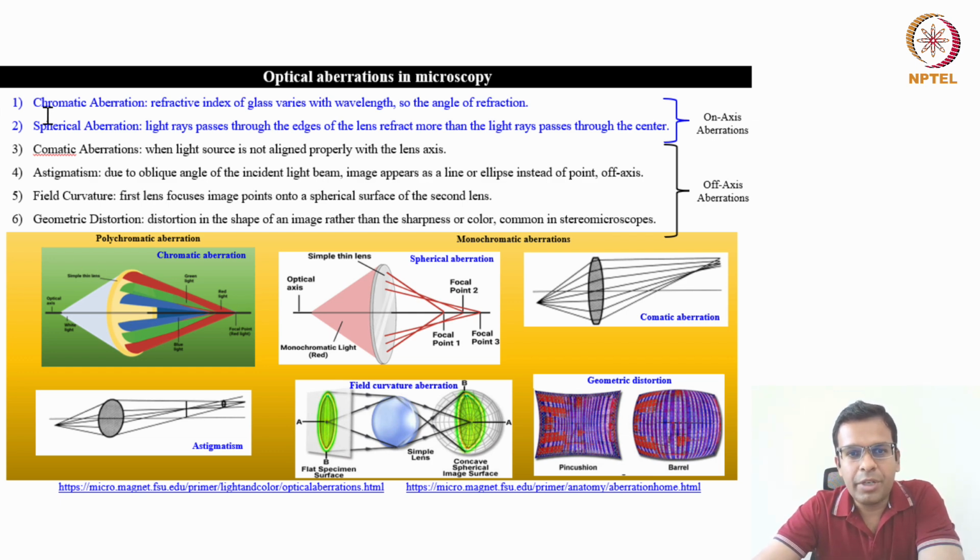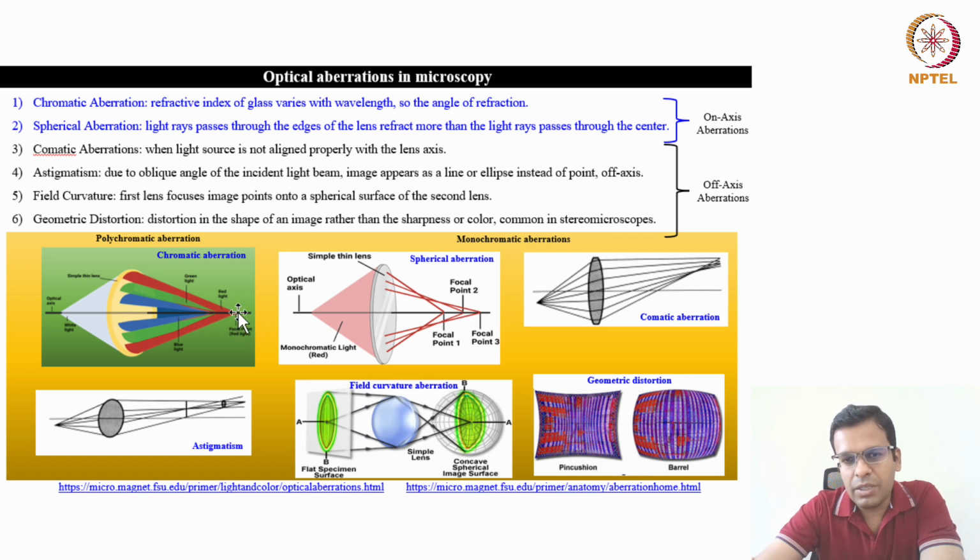The first type of optical aberration is known as chromatic aberration. Here you can see the example of a chromatic aberration. The white light is passing through this objective lens, and you know that the white light is made up of all 7 colors. So all these 7 colors will be diffracted to different extents.